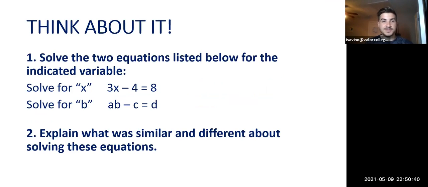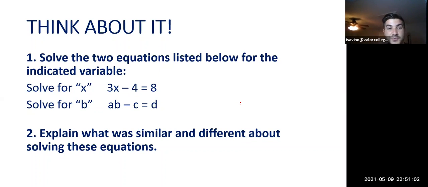So the first question I want you guys to think about is these two equations listed below for the indicated variable. So solve for x, solve for b. We're going to see how we would actually do that in the materials, right? So I'm going to show you guys a little bit of what that would look like myself. And then you guys are going to be doing something similar when we do in our group assignment.